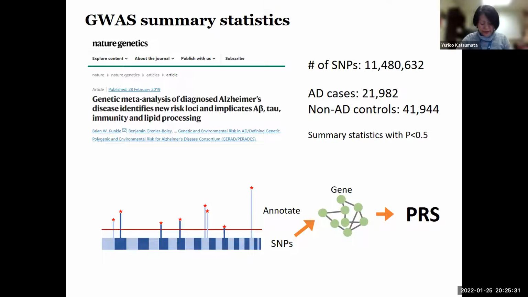We also obtained AD-related GWAS summary statistics from consortium studies. We then extracted SNPs whose p-values were less than 0.5 from the list. We examined the association between biological pathway-specific polygenic risk scores and the TDP-43 clusters using the Kruskal-Wallis non-parametric test.